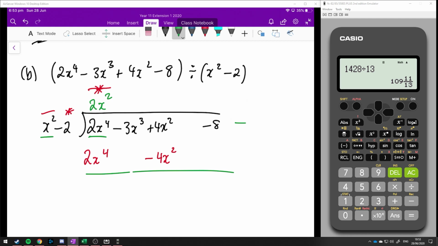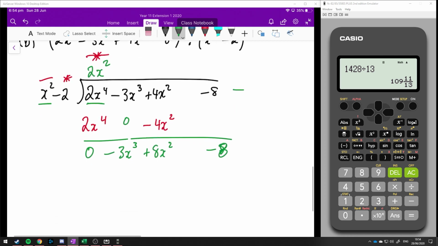So 2x to the power of 4 minus 2x to the power of 4 is equal to 0. Minus 3x cubed minus, well, remember there's nothing down here, so it's just going to come straight down. Plus 4x minus 4x squared. 4x squared minus 4x squared, so it's positive 8x squared. Okay, there's still nothing in this next column, so we're going to leave that blank. And we're going to put the minus 8 there on the end because there's nothing underneath it.